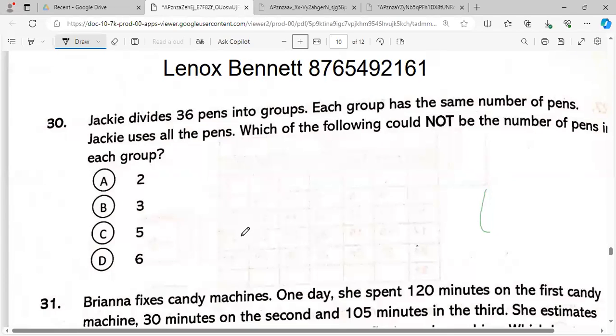Go ahead. Yes, sir. Jack divided 26 pens into groups. Each group has the same number of pens. Jack uses all the pens. Which of the following could not be the number of pens in each group?